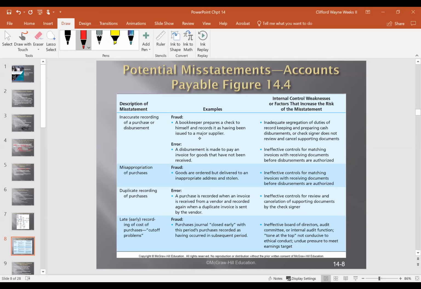Misappropriation of purchases. I think I mentioned this earlier. Goods are ordered but delivered to an inappropriate address or stolen. Duplicate recording of purchases. So, a purchase is recorded when an invoice is received from the vendor and recorded again when the duplicate invoice is received from the vendor.